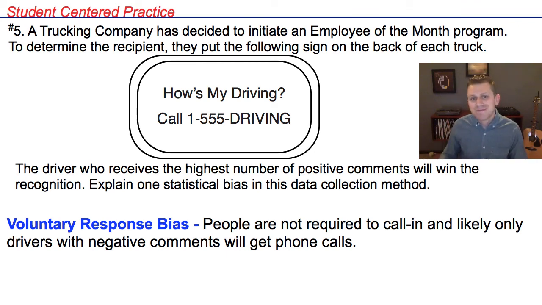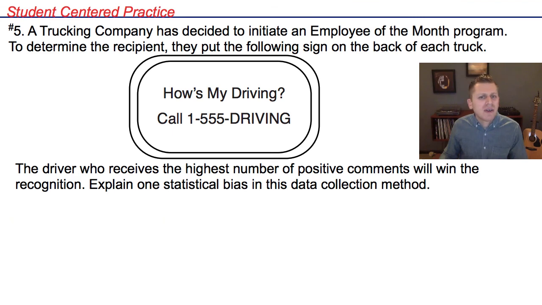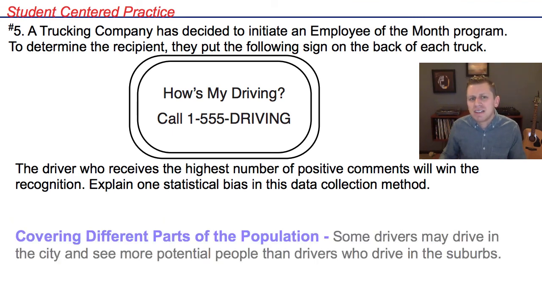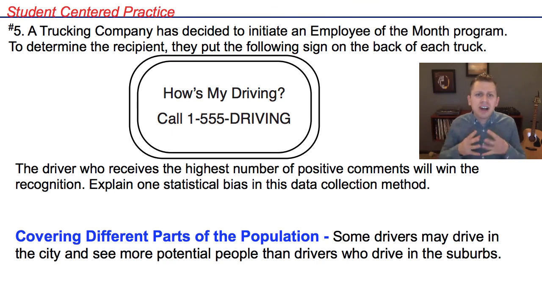One final one that I thought of, and again, there's an infinite list of these, is this could cover different parts of the population. Some of these drivers may drive in the city and see more potential cars and more potential people, while others may drive in the suburbs or on highways and not come in contact with as many drivers.